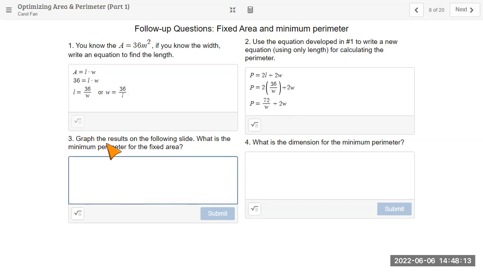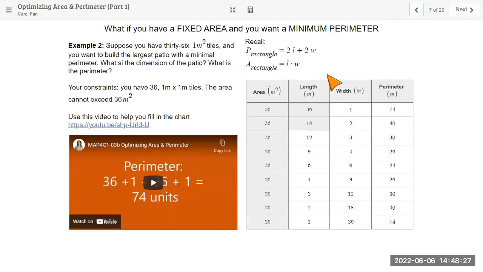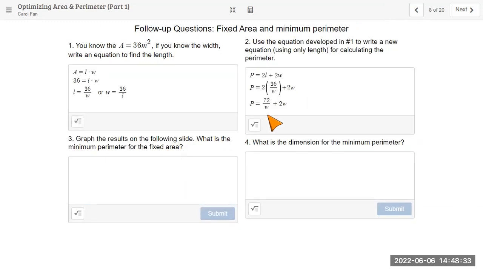Okay, graph the results on the following slide. What's the minimum perimeter for the fixed area? So we did trial and error just now when we were using this table. If I'm using a graph to do it, I'm going to type this equation into the graph to find what the minimum perimeter is.